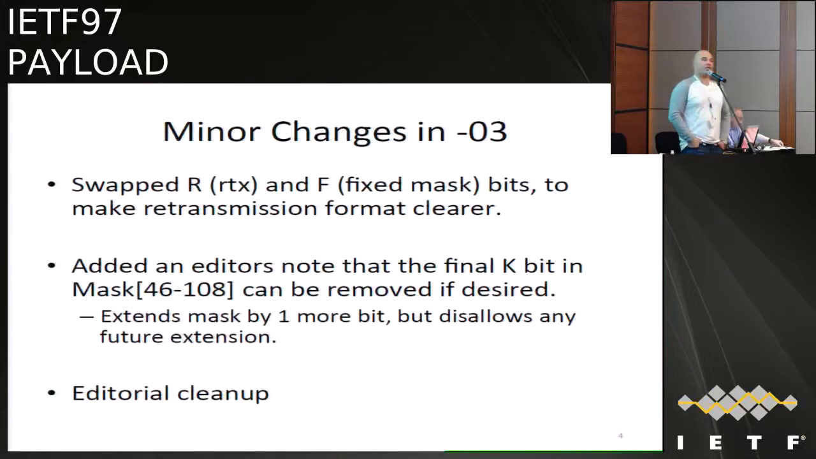And obviously, you don't need the extension bit on the very last 64-bit version of the mask if we don't ever plan to have any future extensions. If we don't ever plan to let it grow bigger than that, we can just remove that K bit and have one more sequence number that you could cover. So that was something we just added as editors, we didn't actually remove it. But if anyone has a strong opinion on it, let us know. If not, we'll probably just go ahead and do that. Remove the note and then remove the bit, unless anyone objects to it.